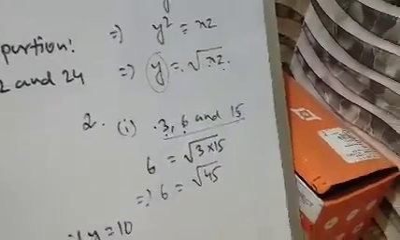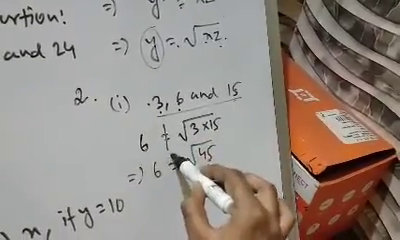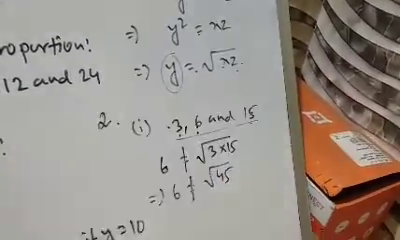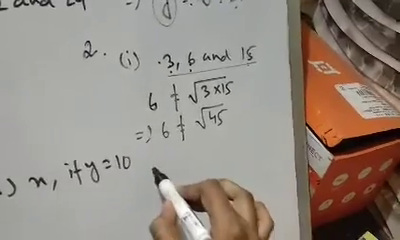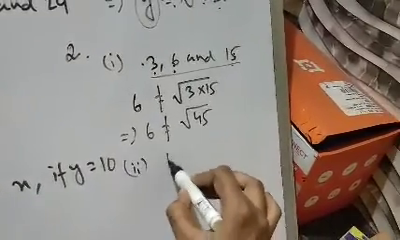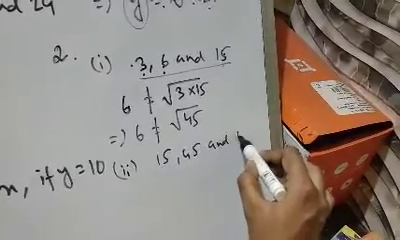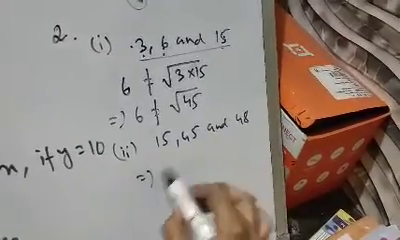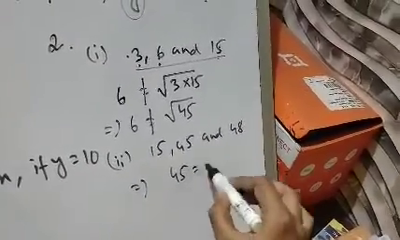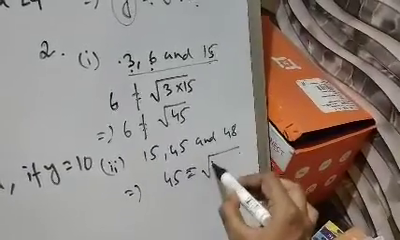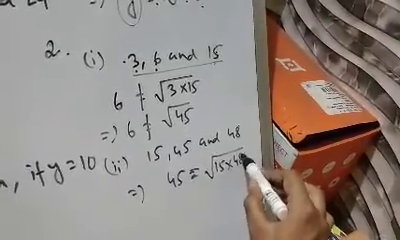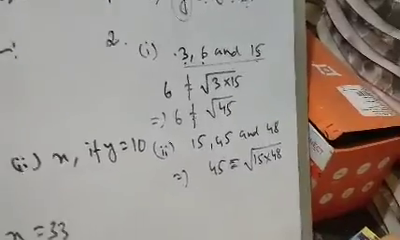Now see, this is not equal. It is not equal because these two are not equal. Clear? So option 1 is not the answer. Option 2: 15, 45 and 48. Here the second term is 45, so it should be equal to the square root of the product of 15 and 48.